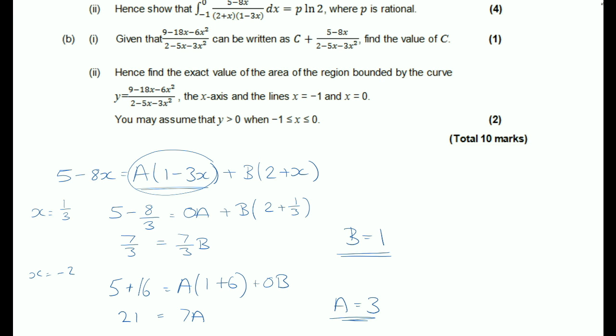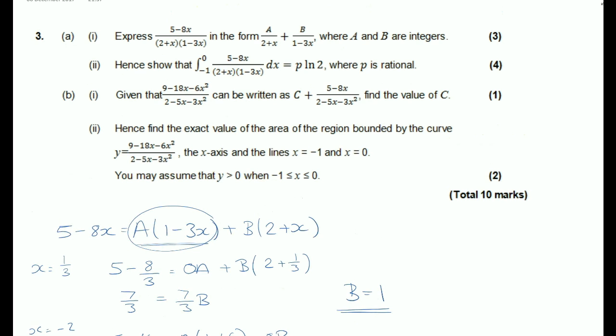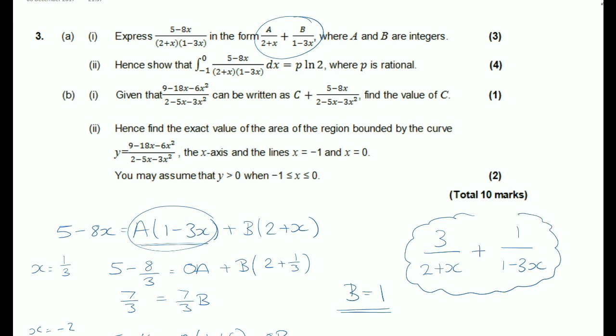So going quickly, just scrolling back up to get to the final solution here. I'm just using this one here. So a was 3, so I've got 3 over 2 plus x, plus 1 over 1 minus 3x. So that's my solution, and that's worth 3 marks. So that is my part A sorted.